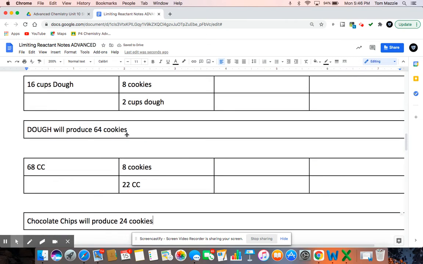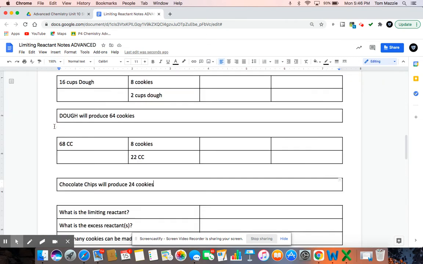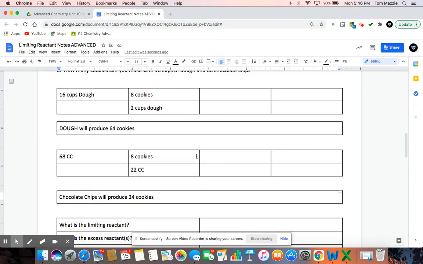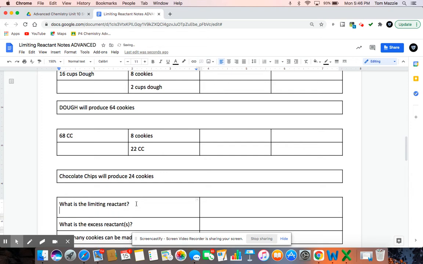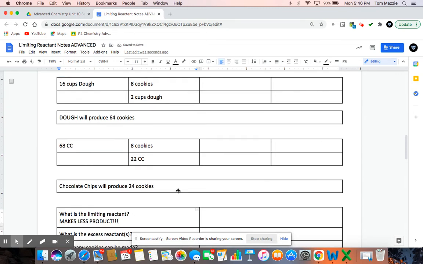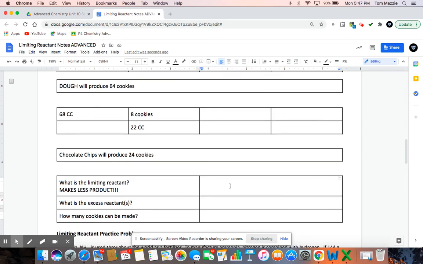Now, you have to then take this information and interpret it. The first question is, what is the limiting reactant? Remember, the limiting reactant makes less product. So, which reactant made fewer cookies? Well, the dough made 64, the chocolate chips made 24. So, I would say the chocolate chips are the limiting reactant.